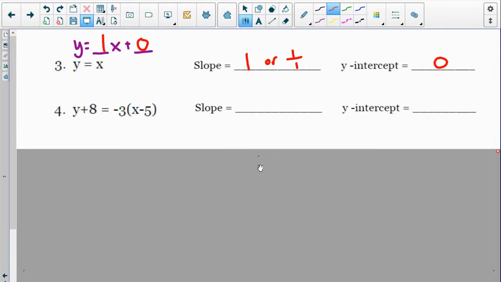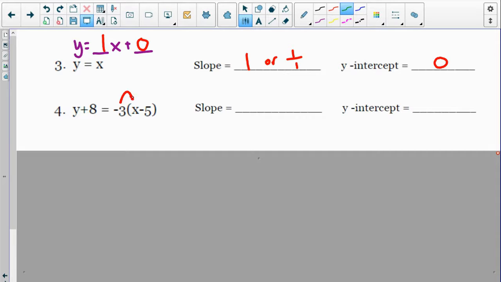For number 4, this equation is actually written in point-slope form. It's completely different than what we're used to seeing. It's not even like just a y equals equation. So before we can tell what the slope and the y-intercept are here, we want to do a little rewriting of the equation. So we're going to start by distributing the right-hand side.